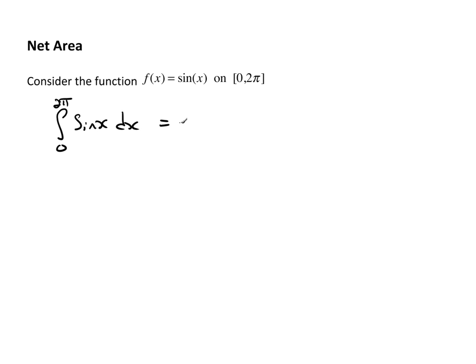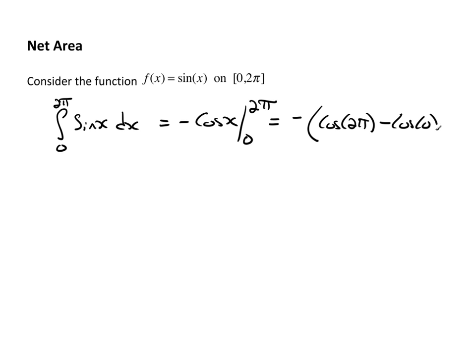The antiderivative will be negative cosine, because the derivative of cosine is negative sine, so I need that double negative there. And I'm going to evaluate this from 0 to 2 pi. So this is going to be the negative of cosine of 2 pi, that's cosine of 2 pi minus cosine of 0.